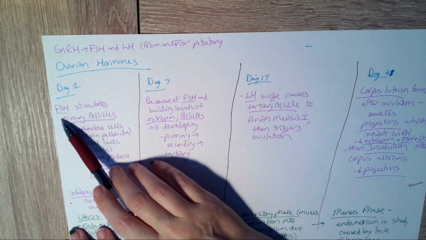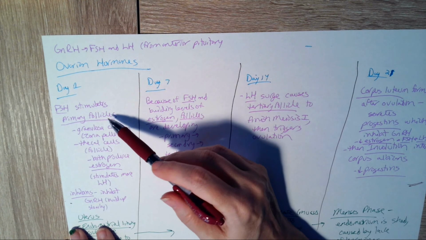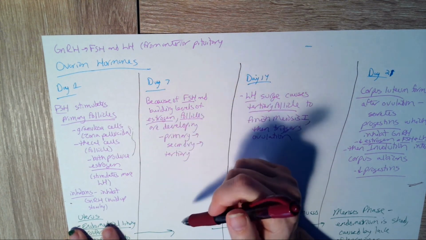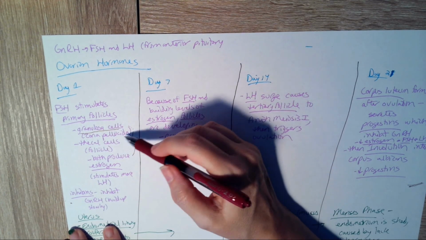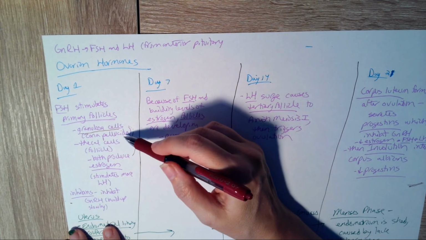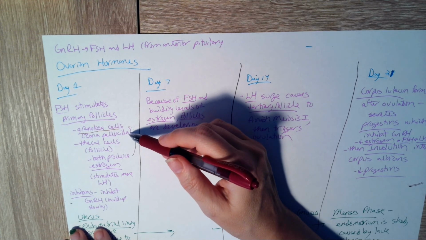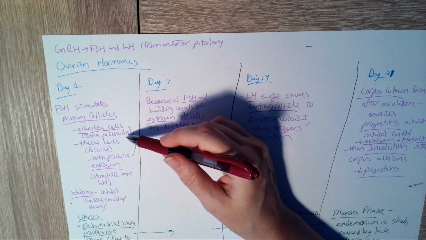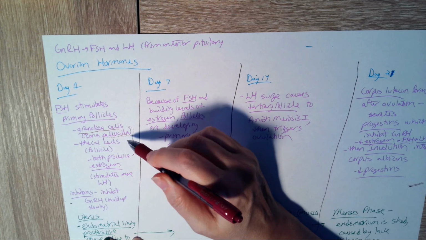But what FSH is going to do is it stimulates the primary follicles to produce estrogen. Now there are cells that are part of the primary follicle that are called the granulosa cells. These are going to end up as being what's called the zona pellucida of the oocyte, which is sort of like the eggshell, if you think of it that way. It's a hard outer casing that surrounds the oocyte. So that becomes incorporated into the oocyte itself.